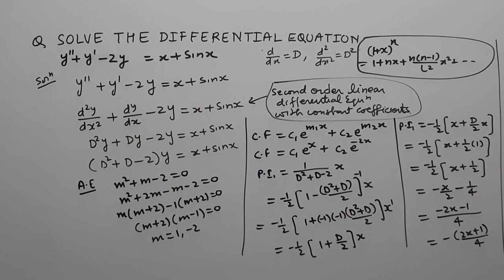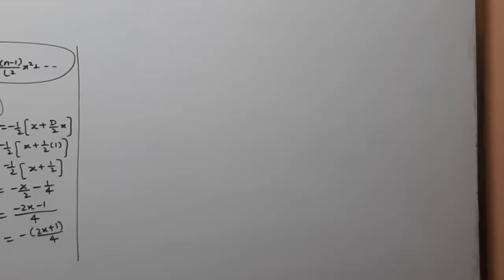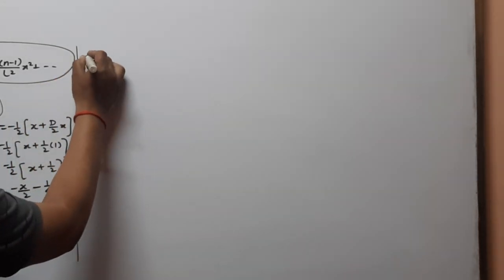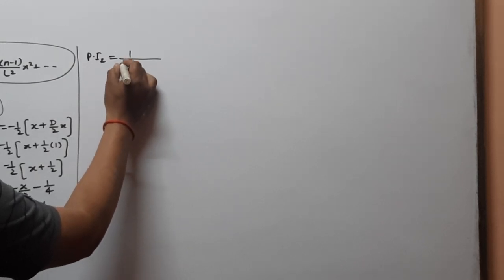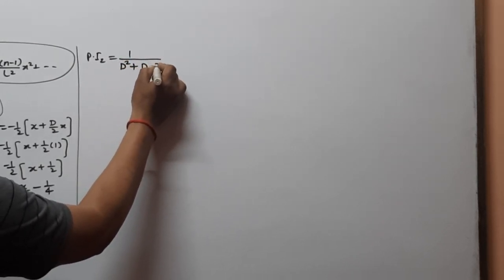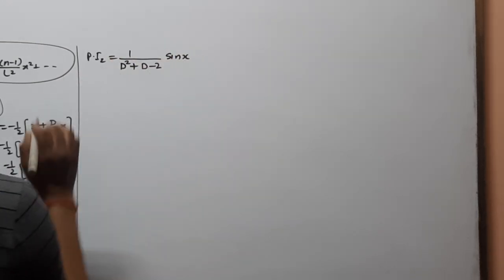Now we find the particular integral of sin x. So pi2 is 1 upon f(d), that is d square plus d minus 2, of sin x.